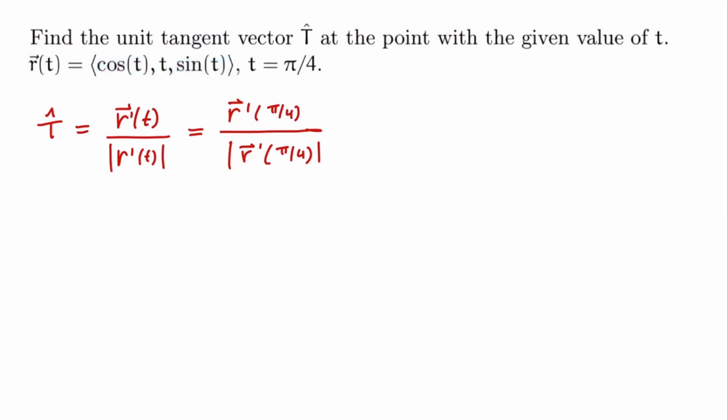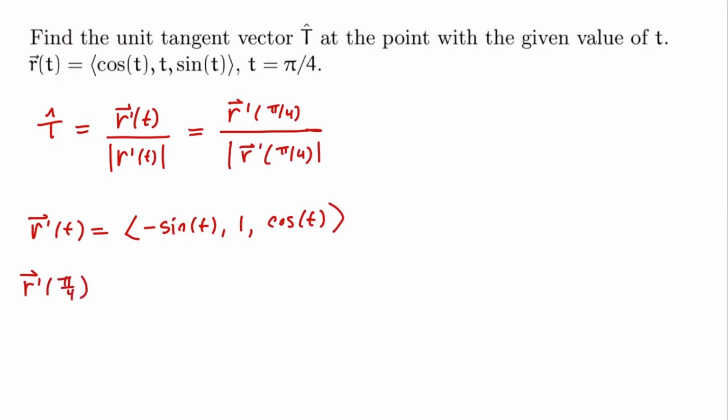So we're going to take its derivative component-wise. So r prime of t is going to be: derivative of cosine, that's negative sine of t. Derivative of t with respect to t, that would be 1. Derivative of sine of t would be cosine of t. So that is our r prime of t. Now we want to plug in our t value. So we're going to evaluate our derivative at t equals pi over 4. So plug in pi over 4 in place of t.